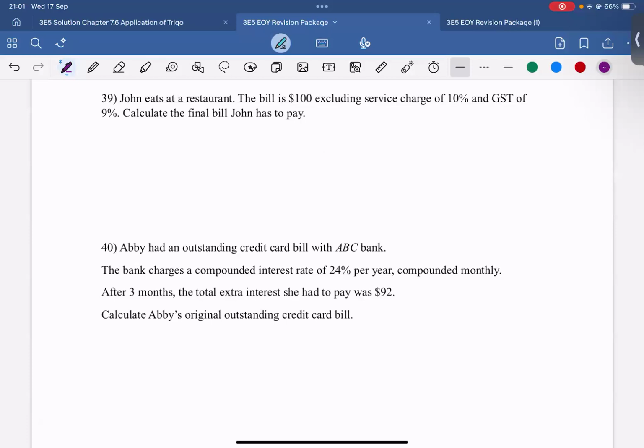Okay. Anyway, John eats at a restaurant. This is what happens in real life. You're not John. Okay, only John pays like that. You don't pay like that, okay? Arya, shut up. Oh sorry, Arya doesn't eat at a restaurant either. He eats at a hawker center.